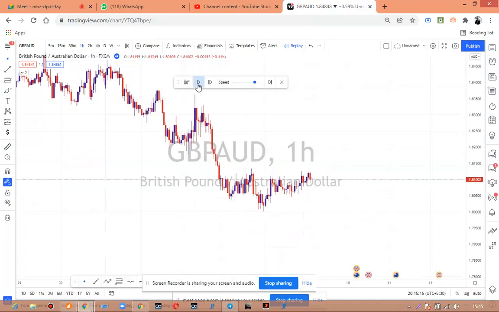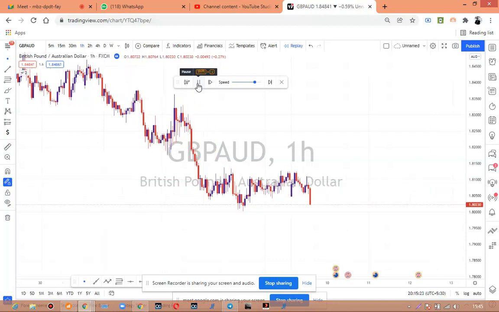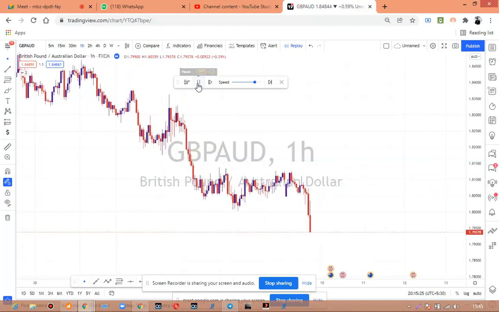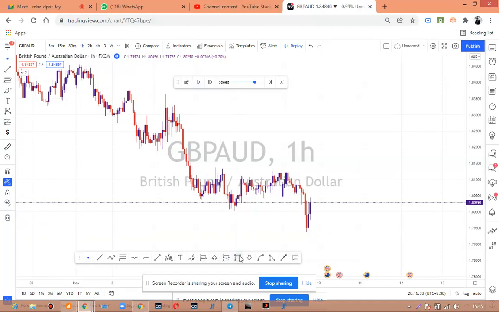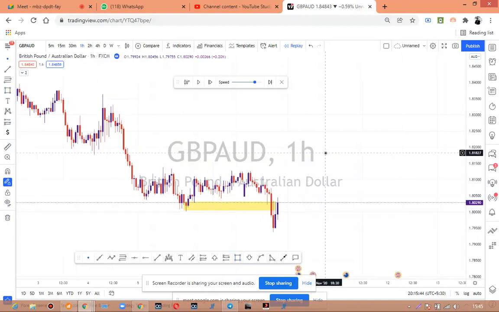Okay, so I'm going to replay now. Okay, here we can see the market has broken this level. The market has broken this level, right? This is a demand zone. The market has broken the level, so we call it a break of structure.